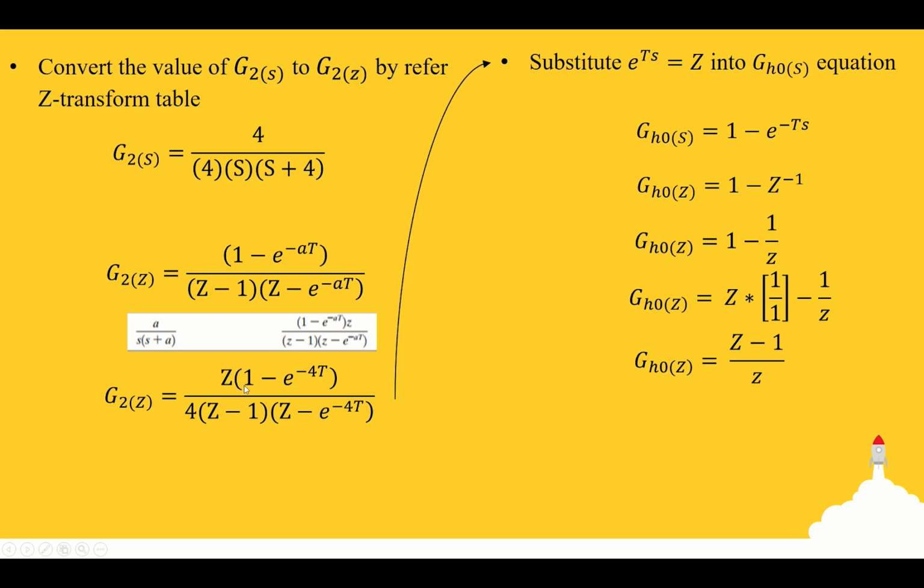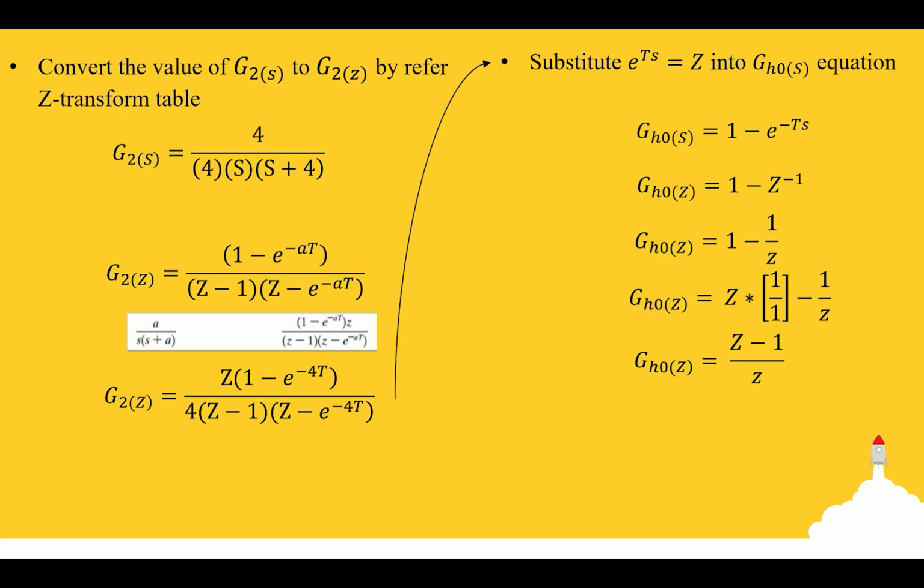So what we can see here, it will become exactly like in the Z transform table: Z times 1 minus exponent negative AT, over Z minus 1 times Z minus exponent negative AT. A we replace with 4 because our numerator is 4, and A we replace with 4 because our denominator is also 4. And then we have the whole number, which is 4. We put 4 here.